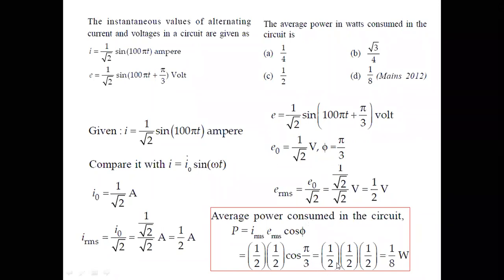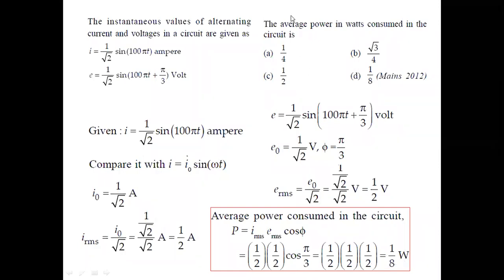Cos 60 degree, all our family, it is 1 by 2. 1 by 2, 1 by 2, 1 by 2. It becomes 1 by 2 cube, nothing but 1 by 8. The answer is very simple. Of course, we got it.